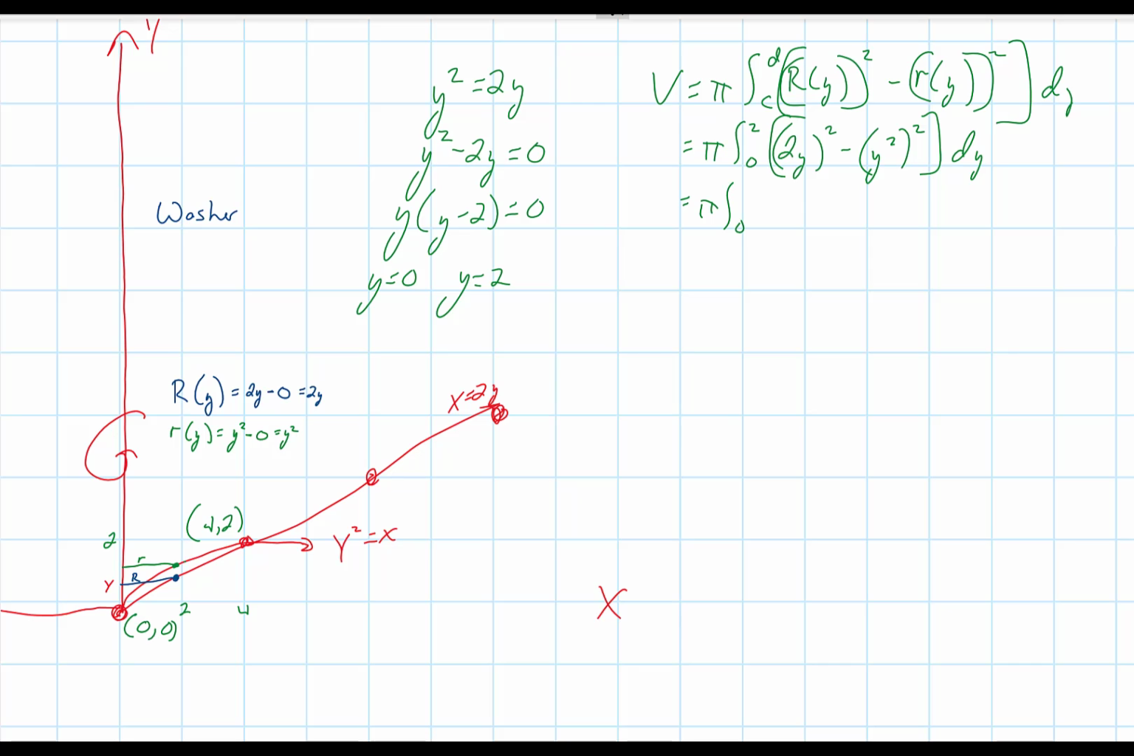So it's pi integral 0 to 2, 4y squared minus y to the 4th dy. So we integrate this and we get pi times 4/3 y cubed minus 1/5 y to the 5th, evaluated from 0 to 2. And so then subbing in using the fundamental theorem of calculus and simplifying, you end up getting 64 pi over 15 units cubed for that volume.